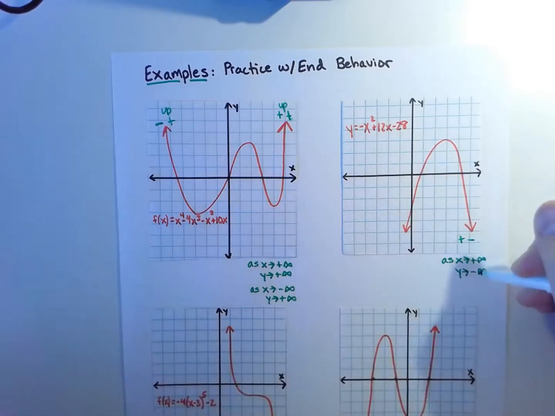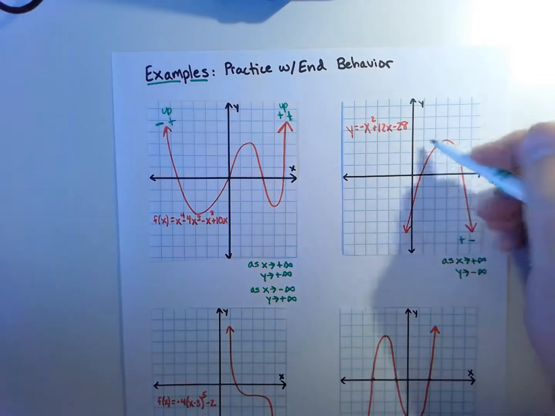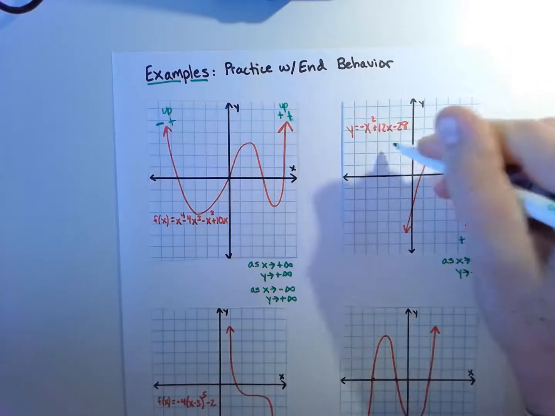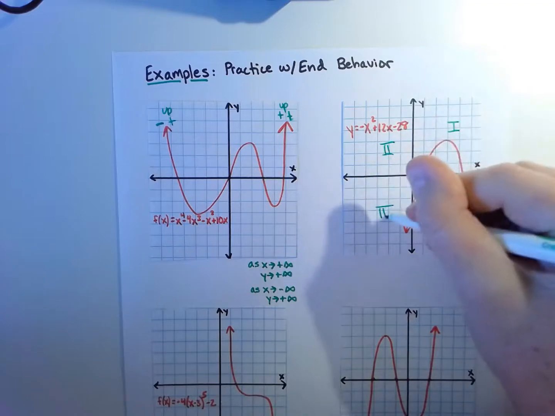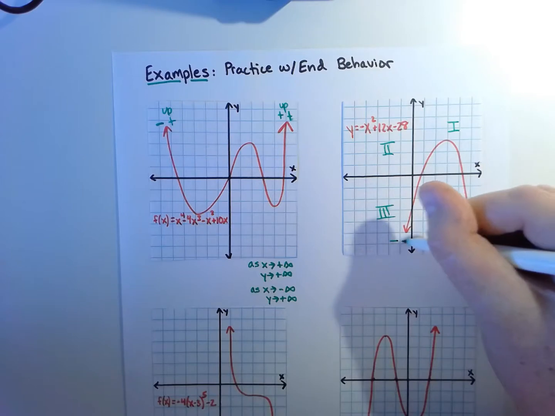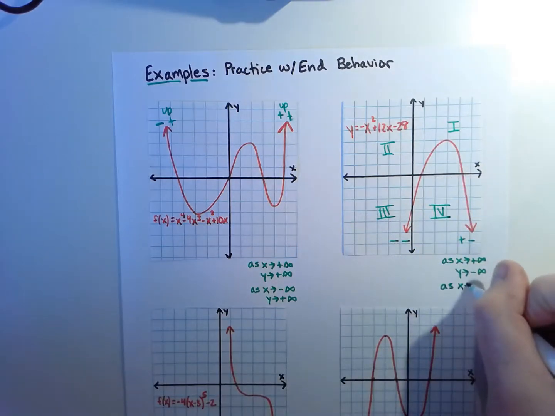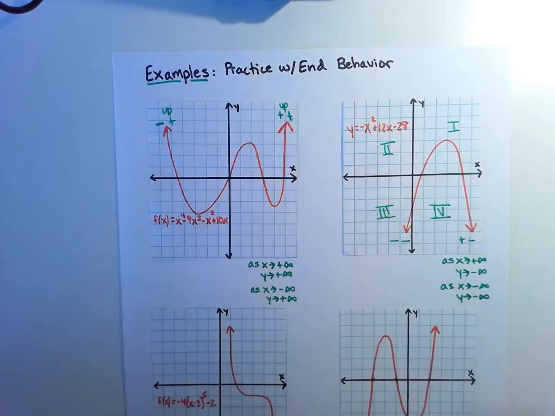It's very directly related to that. And then as this end of the graph approaches the third quadrant, so here's quadrant 1, 2, 3, 4, it's going toward the negative, negative signs for x and y. So we'd say as x approaches negative infinity, y is also approaching negative infinity. Okay, let's look at two more.